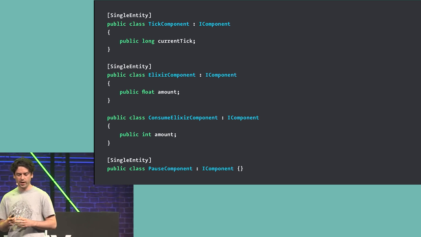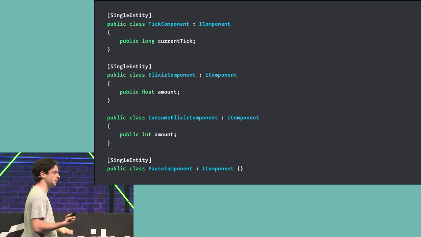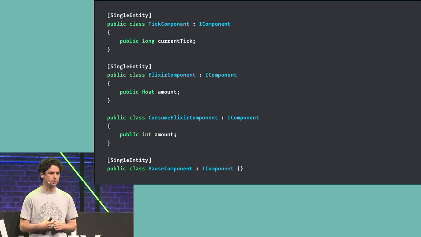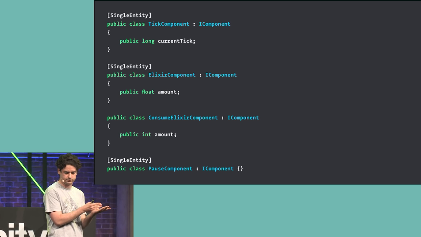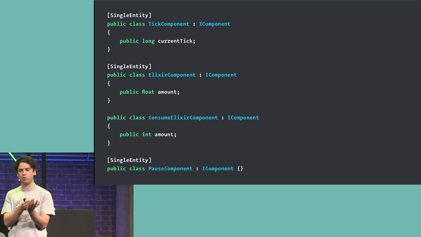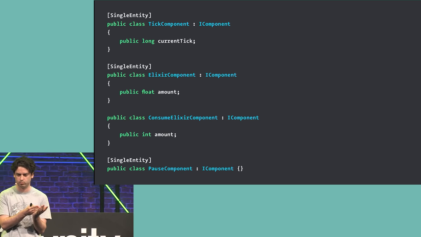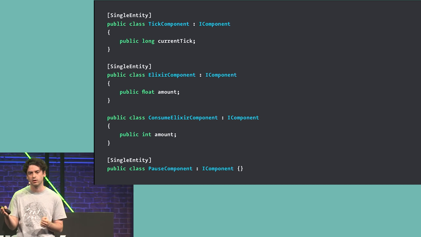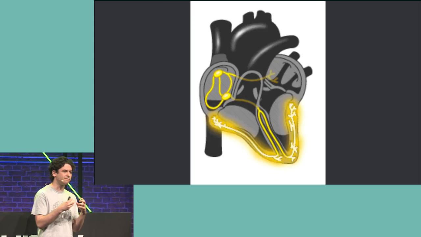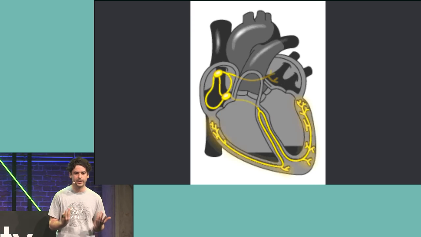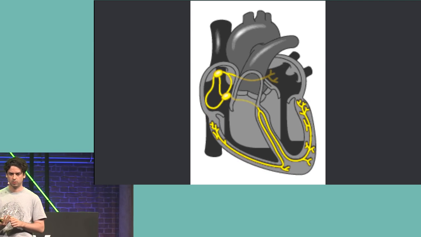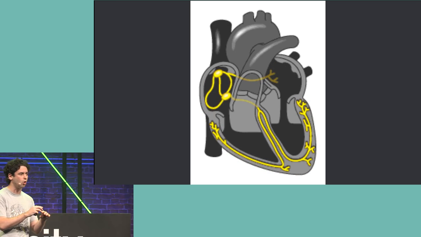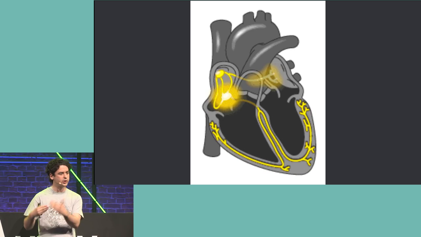So we have the following components. We have a tick component, which represents the current time. Makes sense, right? Then we have the Elixir component, which represents the amount of Elixir we currently have. We have a consume Elixir component, which will tell us how much Elixir we should consume. And last but not least is the pause component, which tells us if we are in the pause state or not. This is the heart of this game. This is the heart of this simulation. Generally, we don't have to know anything beyond that. I guess all of you can already think how the logic is implemented.